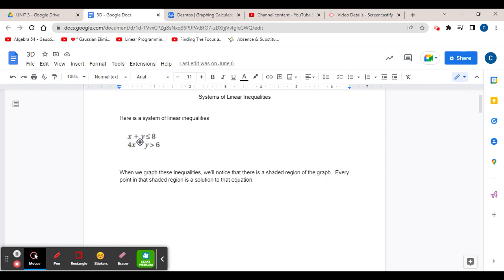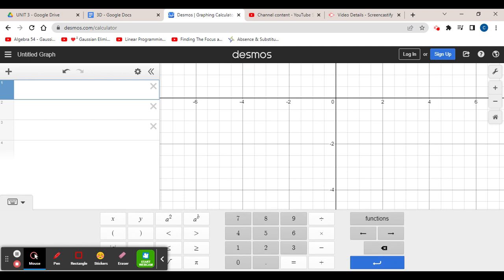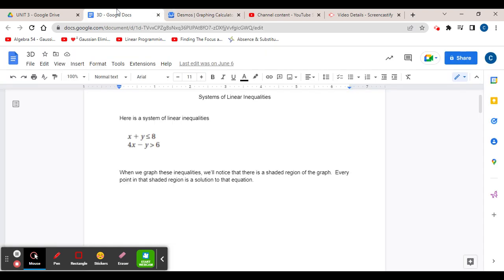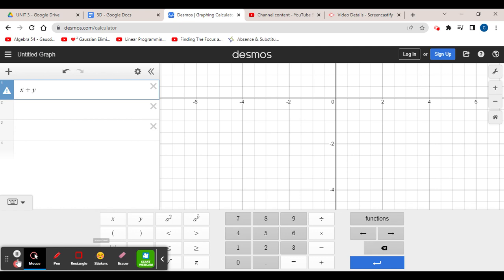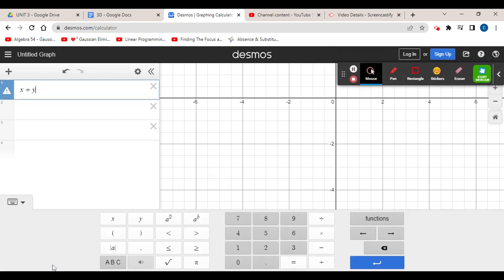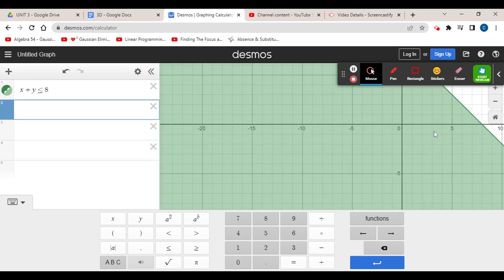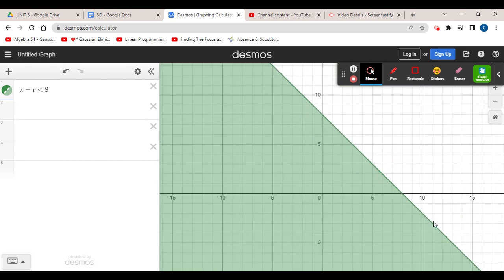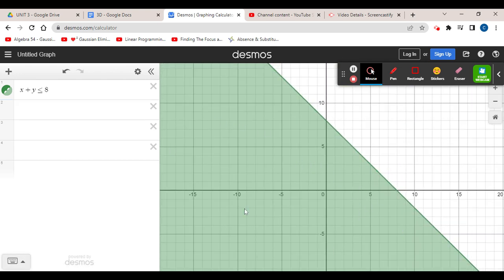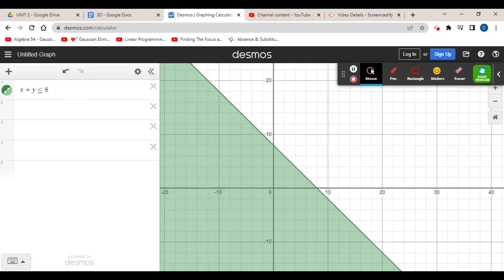If we look at this first one, x plus y is less than or equal to 8. All right, so we see that graph right there. Every point in this green region fits the solution where x plus y is less than or equal to 8.